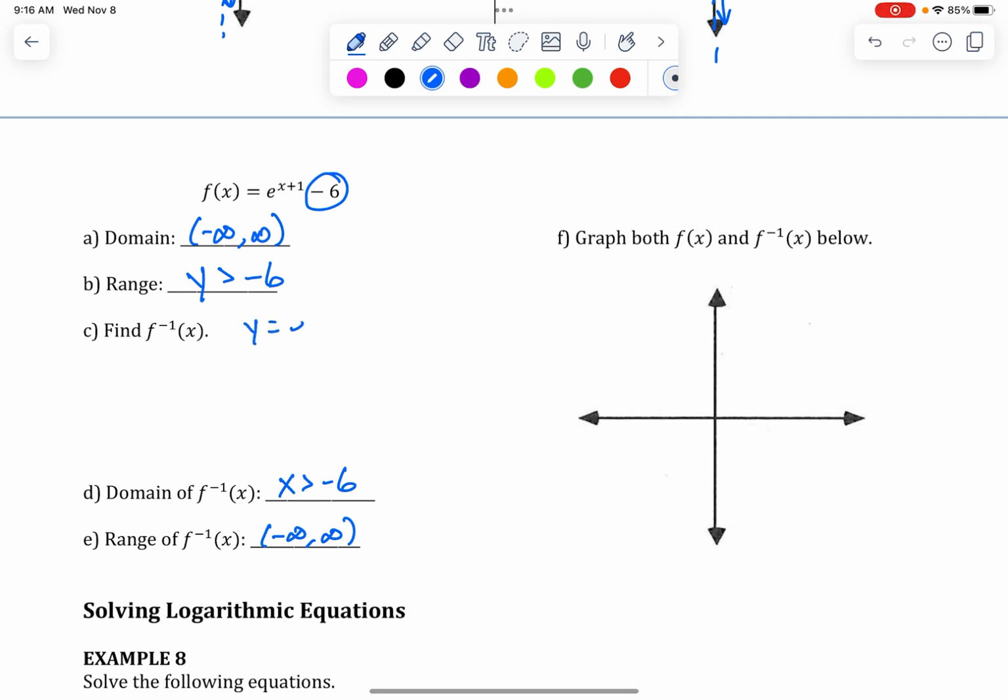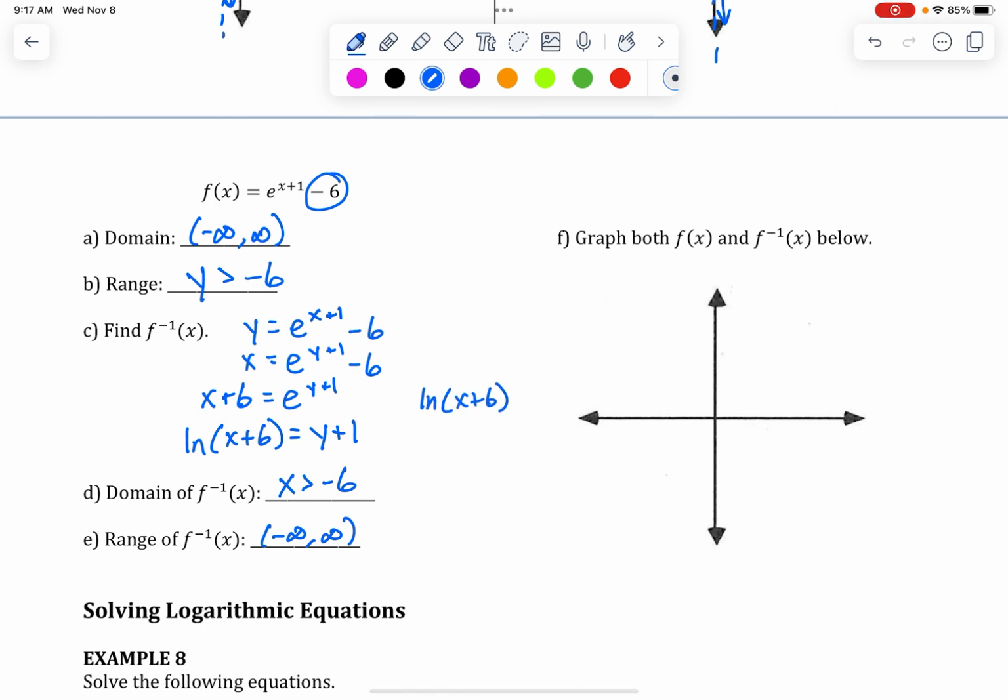So y equals e to the x plus 1 minus 6. Switch x and y. We're going to add 6 to get the y by itself. And now it's in exponential form. So you've got to put it in the other form. So what's the base? The base is e, so I'll write that as ln. And then you have x plus 6, and your exponent is what's left. And so then just solve for y. And finally we have ln of x plus 6 minus 1. All right? And that is your inverse.